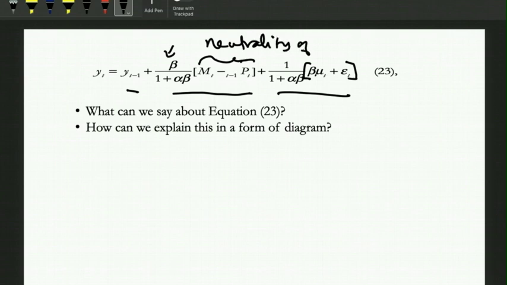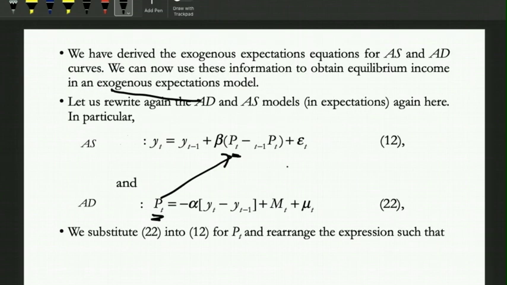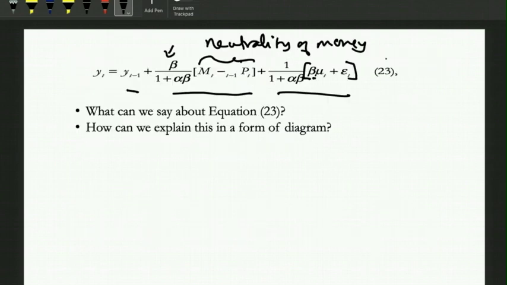neutrality of money. And then if you see these two, MIT and ET, if you recall back in the previous slide, epsilon here comes from the AS or aggregate supply curve. MIT here comes from AD. So both of them are basically errors.